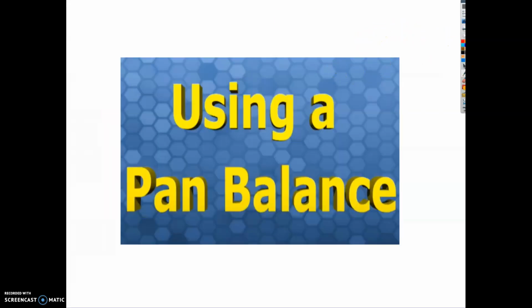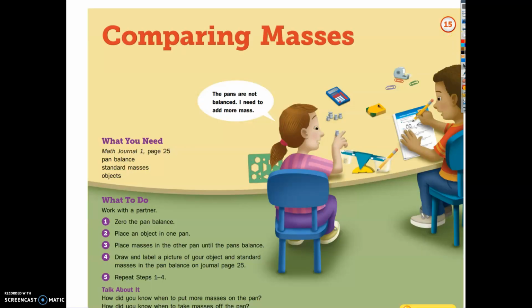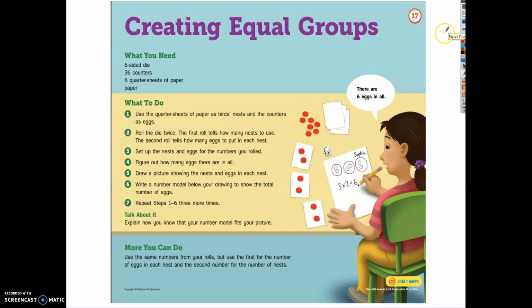Okay, that was a good video. Now we are going to talk about creating equal groups. And this is something that we've already practiced in our math lessons. So what you need are some dice, should be in your toolkit box. It says 36 counters. You might have some counters in your toolkit box, but not 36. But you could use something that you already have at home. You could get a piece of paper and cut it up into tiny squares so that you can have some counters. And then you just follow the steps under the what to do to practice creating equal groups.